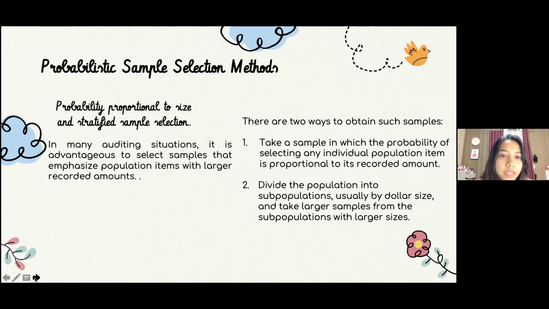And then probability proportional to size and stratified sample selection. In many auditing situations, it is advantageous to select samples that emphasize population items with larger recorded amounts. There are two ways to obtain such samples. The first one is to take a sample in which the probability of selecting any individual population item is proportional to its recorded amount. The second one is to divide the population into subpopulations, usually by dollar size, and take a larger sample from the subpopulation with larger size.